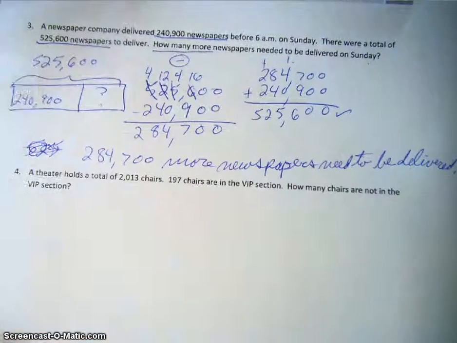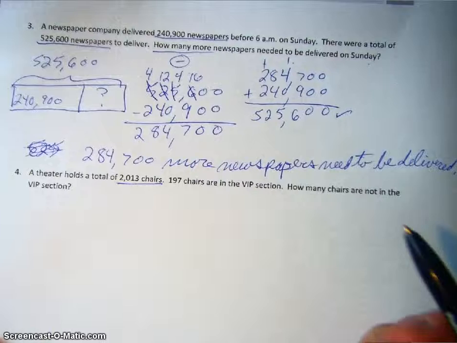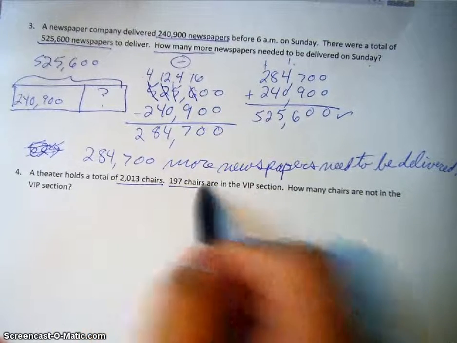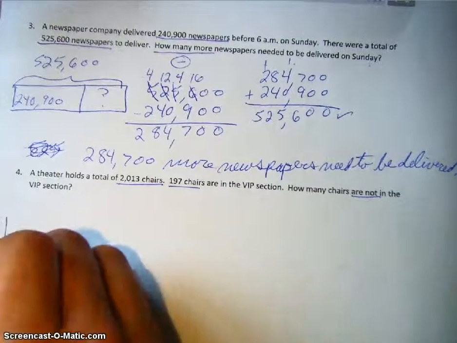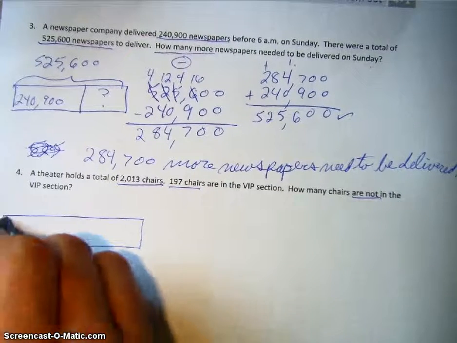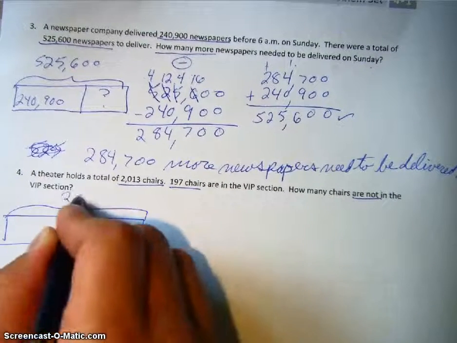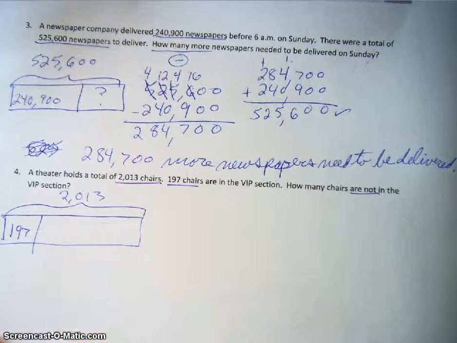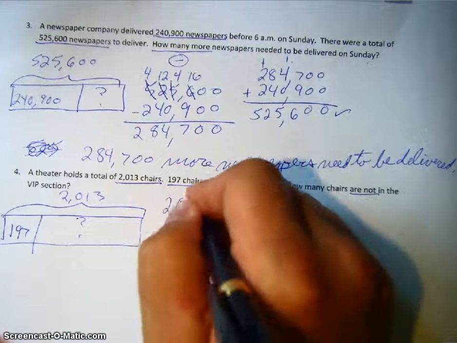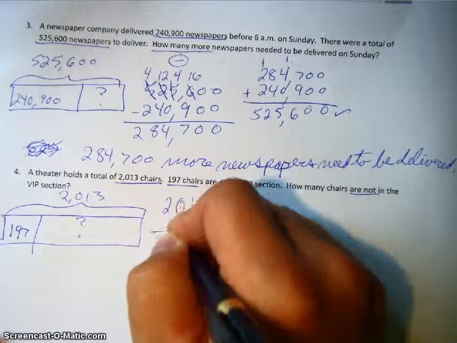A theater holds a total of 2,013 chairs. 197 of those chairs are in the VIP section. So we need to know how many are not in the VIP section. Okay, so again, we've got our theater with our total number of chairs. Okay, got our select VIPs over here with 197. We want to know how many other chairs there are left over. Okay, so go ahead and subtract this on out.